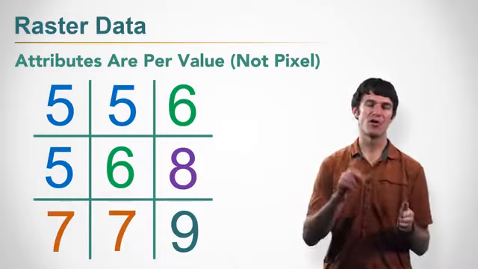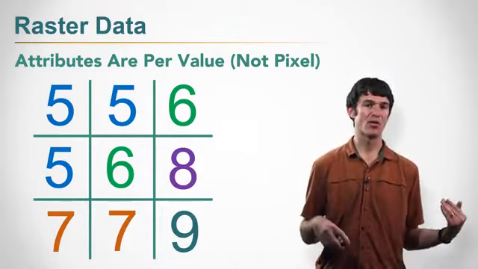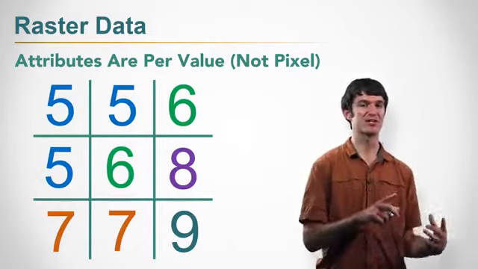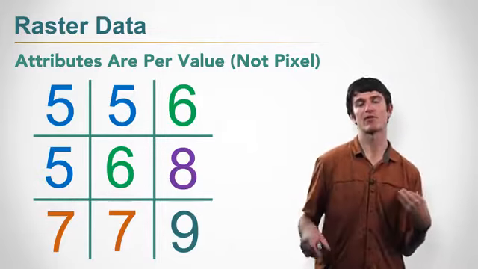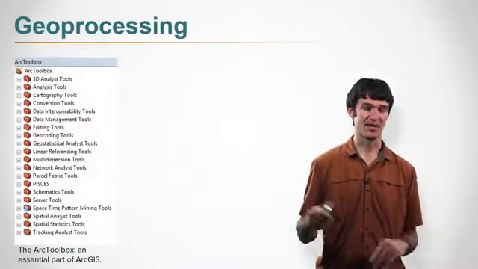So you can add more information on what it means for a cell to be a 5 in that case, but you don't have that per cell, that per feature attribute record like you have with vector data. So that's raster data. Now we want to process our data. How do we do that?